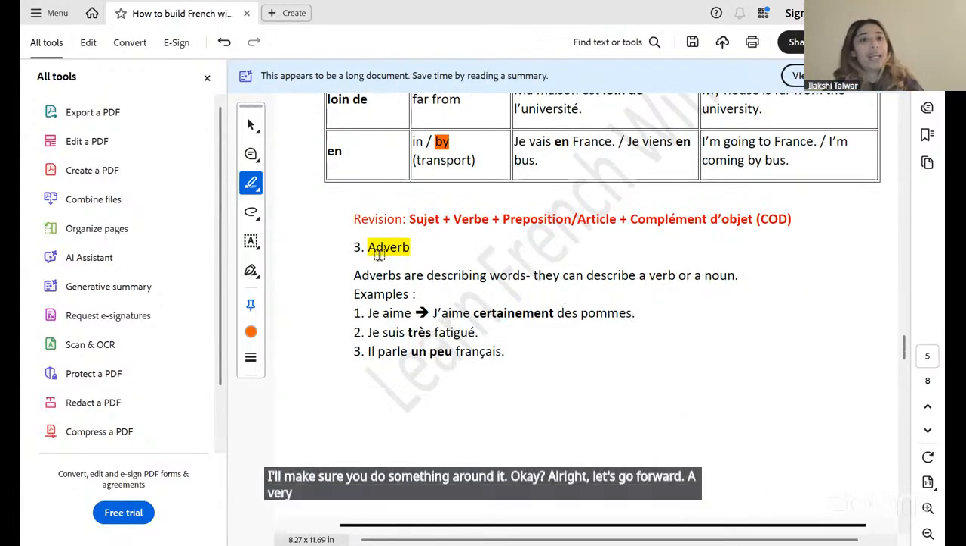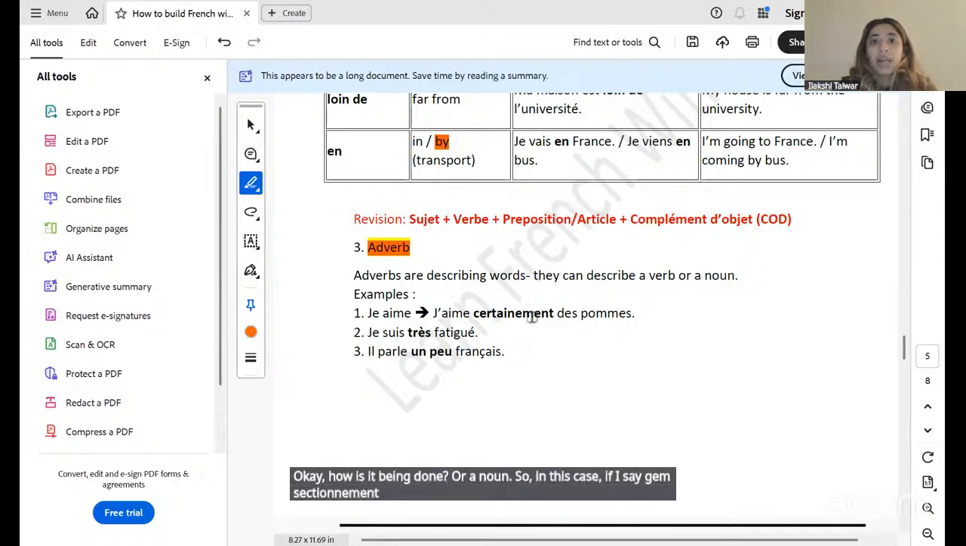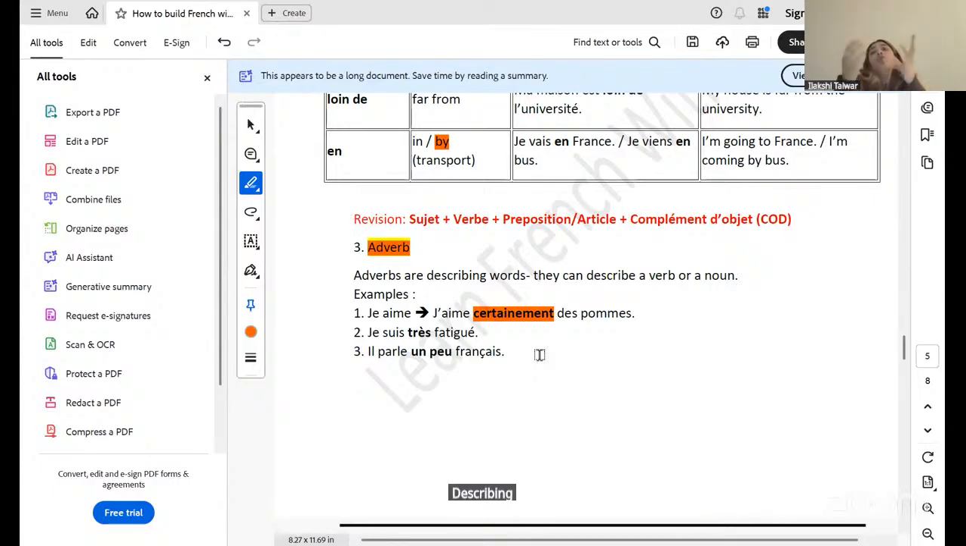A very important element is the adverb, one of my favorites, because I keep emphasizing it to all the B2 students, to keep using adverbs. Adverbs are anything that describes your verb, how it is being done, or a noun. If I say "j'aime certainement des pommes", "certainement" describes a little more how you like something. One very obvious kind of adverb is all your "-ly" words in English: slowly, quickly, generously, certainly. All of these are adverbs.